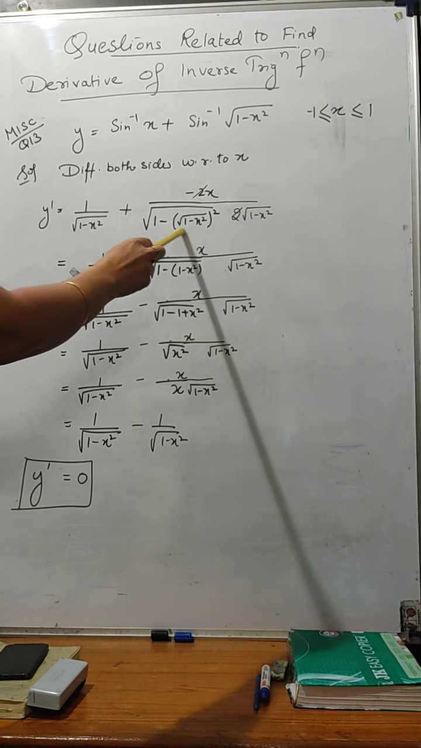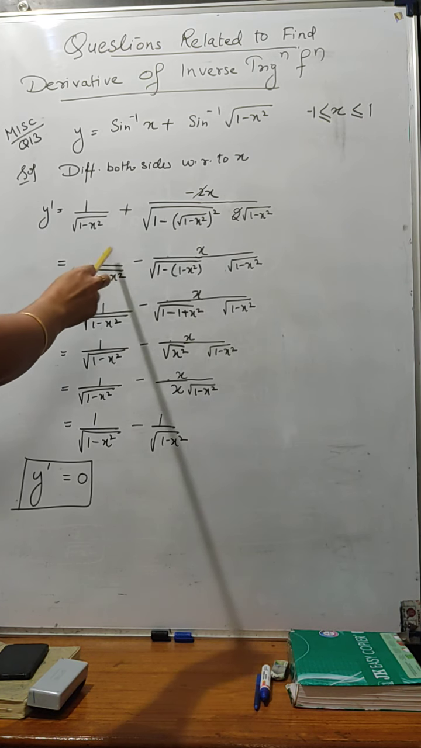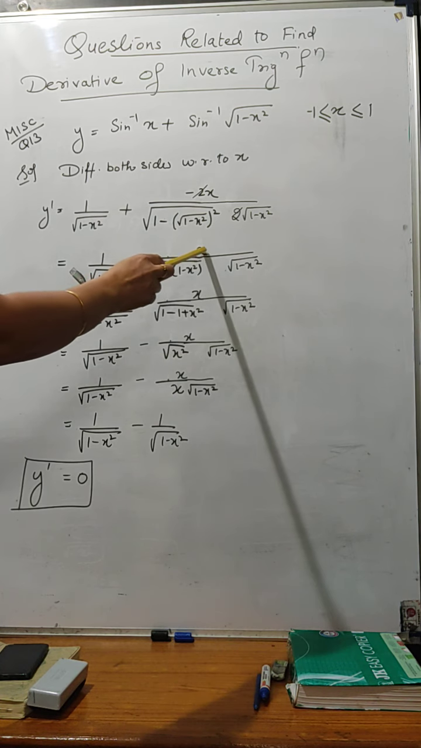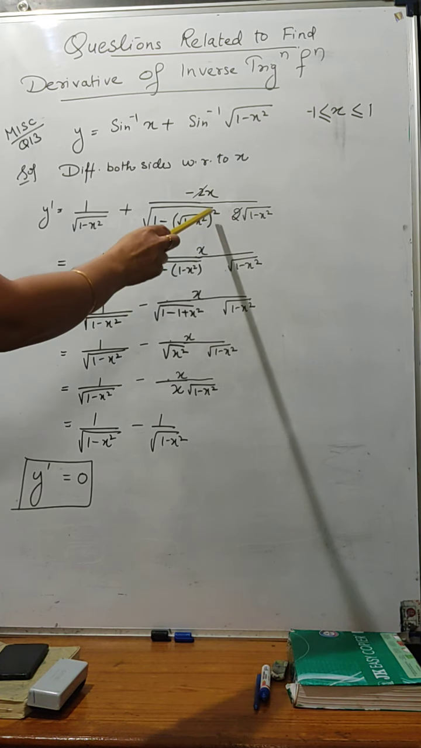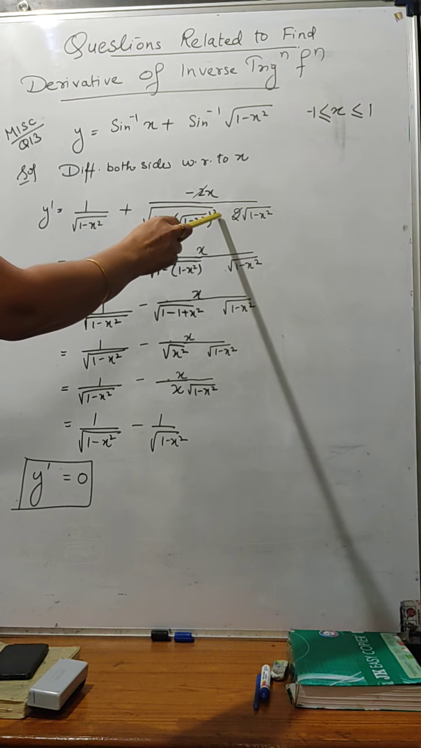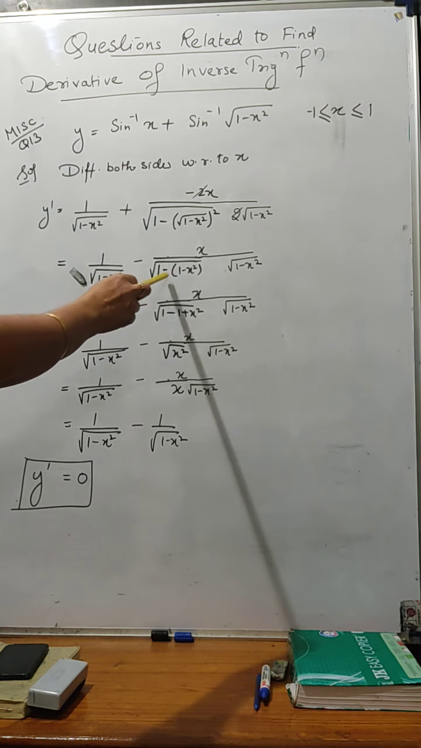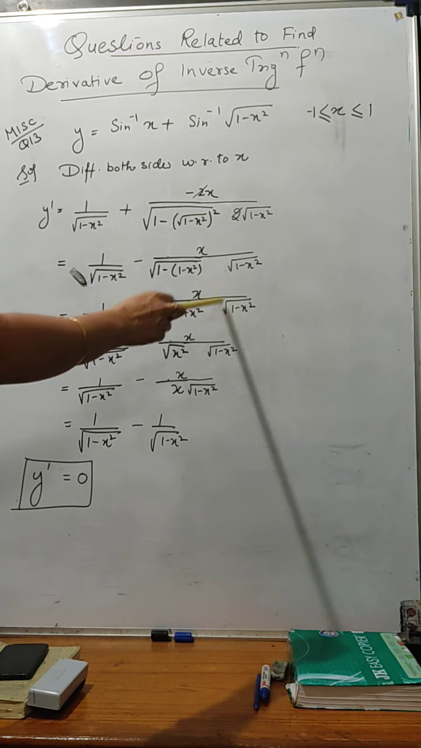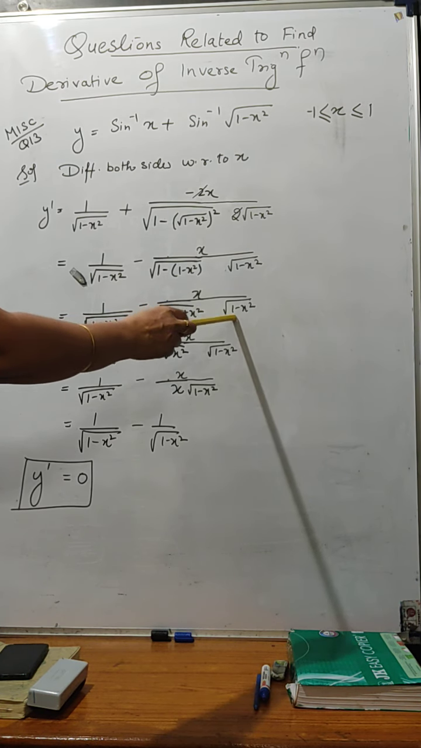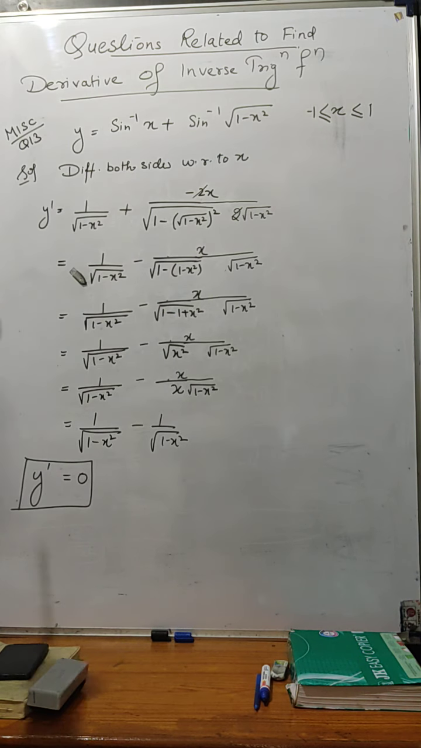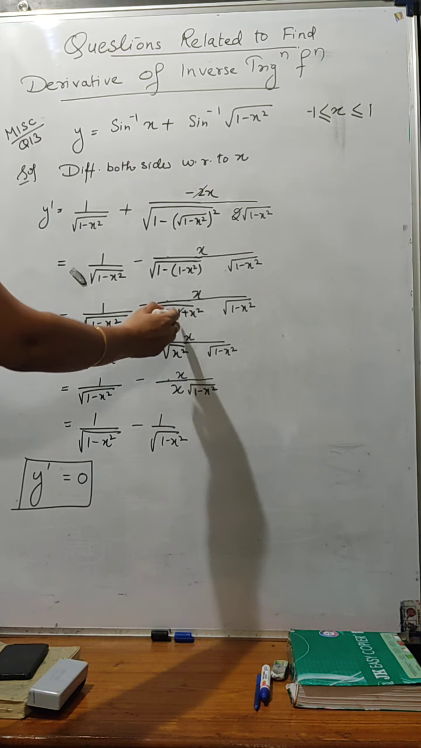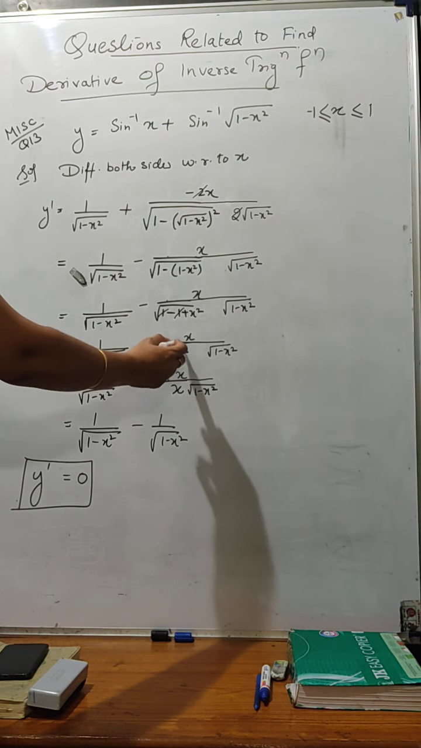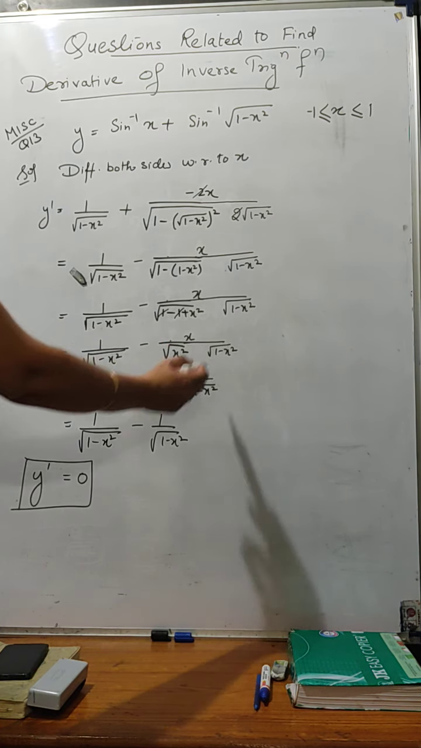Now after solving this bracket, you are getting 1 upon root 1 minus x square minus x upon root of... Now since it is the square function, the root will be cancelled out. 1 minus 1 plus x square, and this will remain as it is. So 1 and 1 will be cancelled out here. 1 upon root 1 minus x square minus x upon root x square into root 1 minus x square.